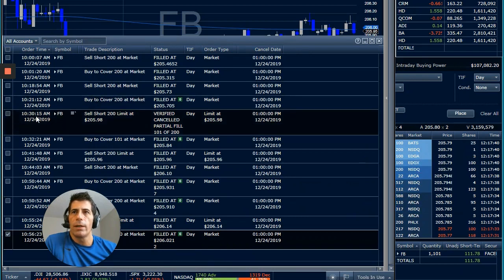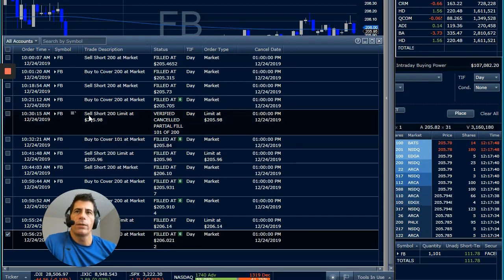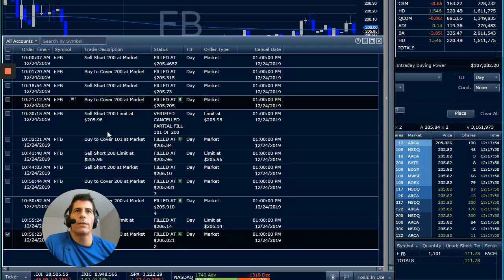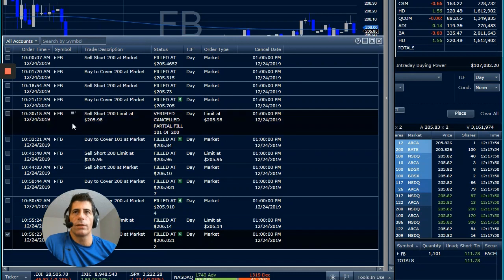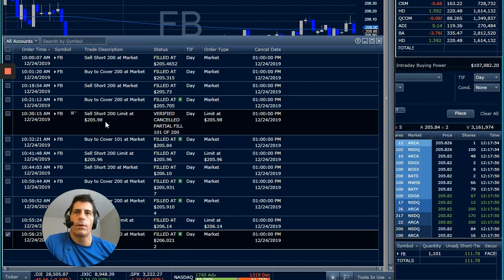With the next trade, it was at 10:30, and I got out at 10:32. On this trade, I only got short. This is one of those situations where I used a limit order. I had a sell short at 205.98. So the stock started to go up. I'll show you this in a second, 10:30. And I only got 101 shares. I got a partial fill at that price.